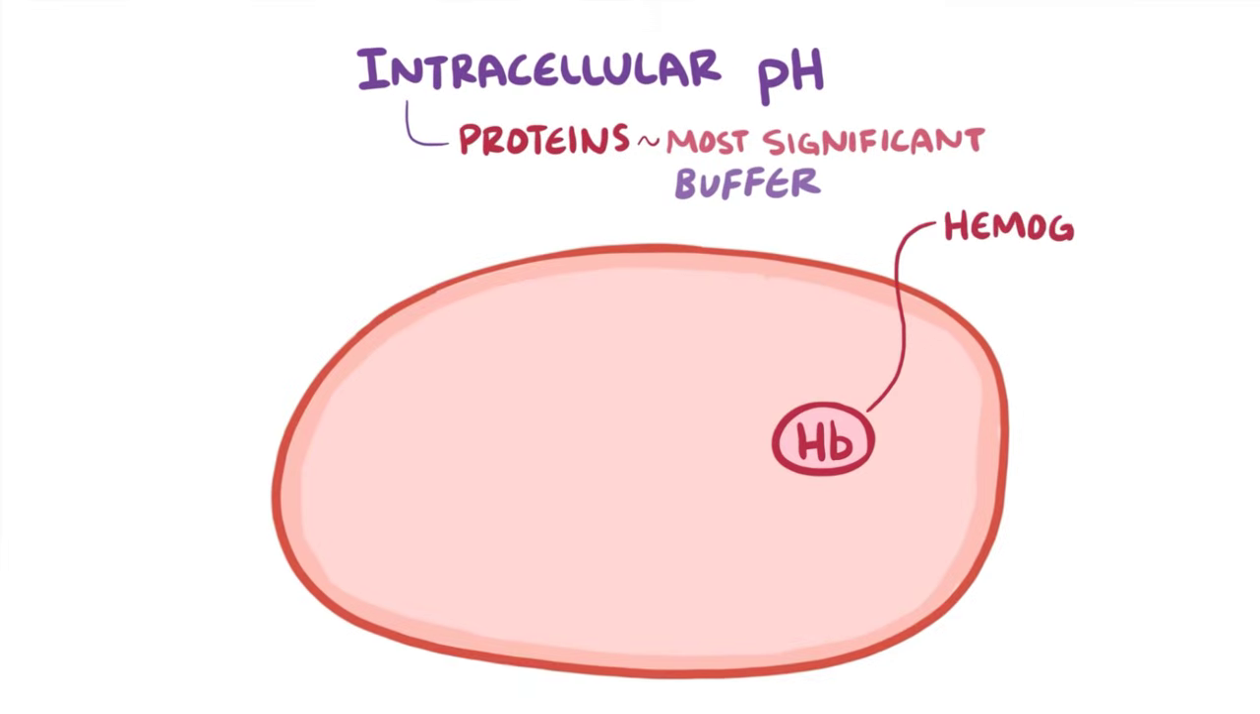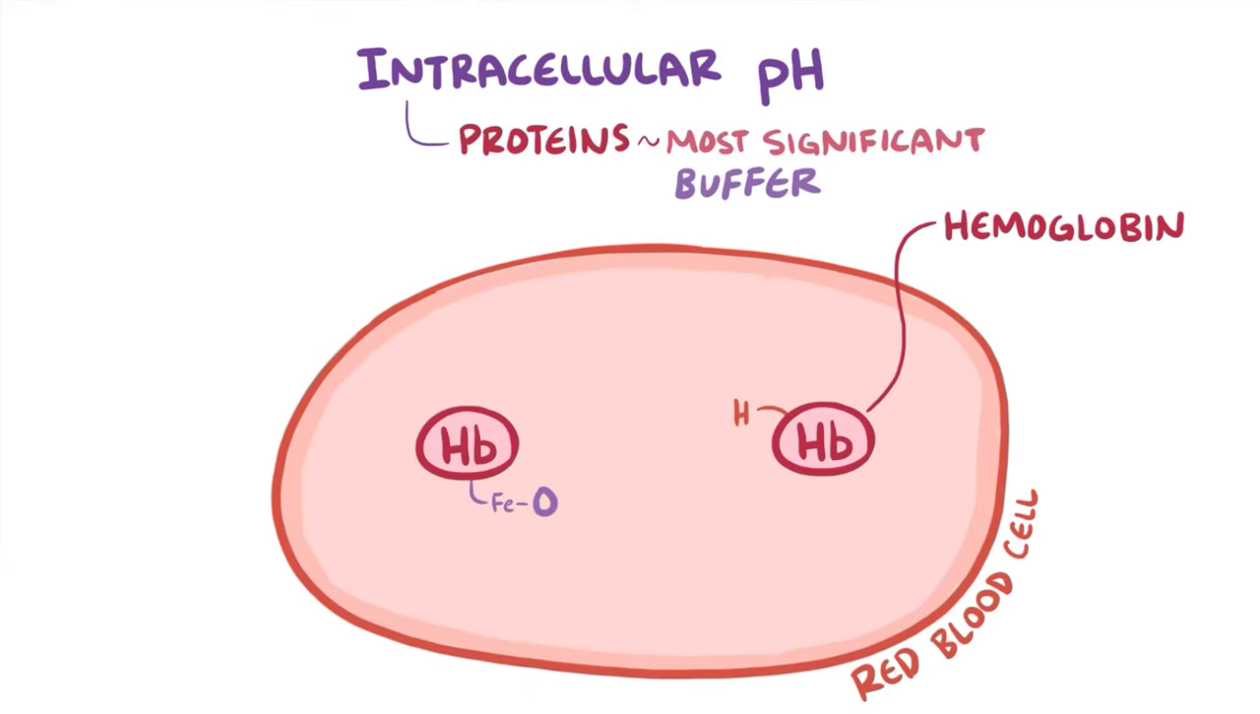An example is hemoglobin inside red blood cells. Hemoglobin can reversibly bind either hydrogen ions, which bind to the protein itself, or oxygen, which binds to the iron of the heme group. And the interesting thing is that when one of these is bound, the other is released.